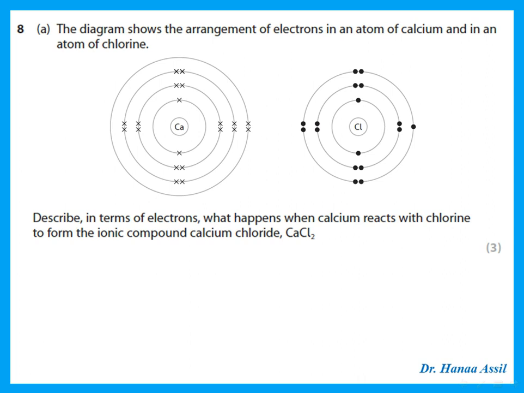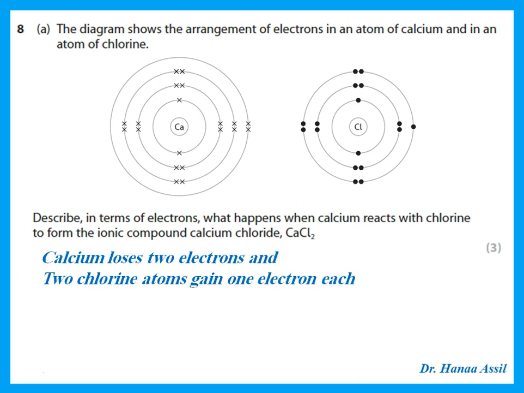The diagram shows the arrangement of electrons in an atom of calcium and in an atom of chlorine. Describe in terms of electrons what happens when calcium reacts with chlorine. Remember that calcium has how many electrons in its outermost shell? You can see that it has 2 electrons, or if you look at the periodic table, it's in group 2, so it has 2 electrons in its outermost shell. Now, calcium is a metal, chlorine is a non-metal, and that means the calcium will lose its outermost electrons, which are 2 electrons, and chlorine is in group 7, so it has 7 electrons.